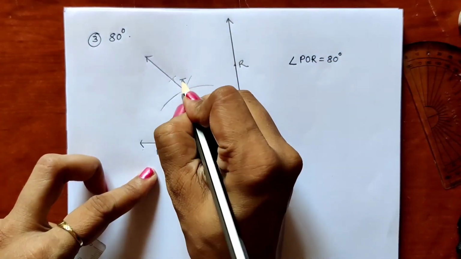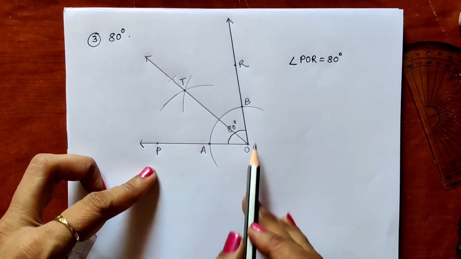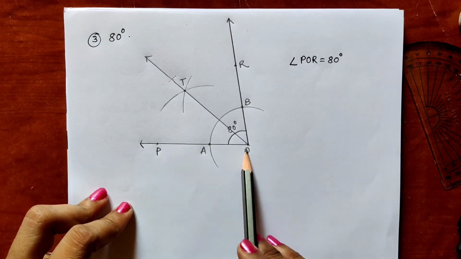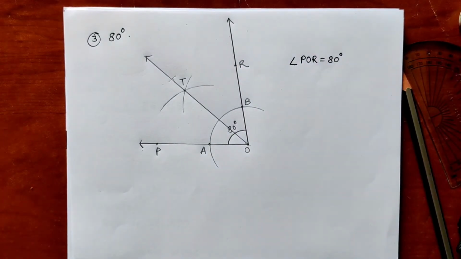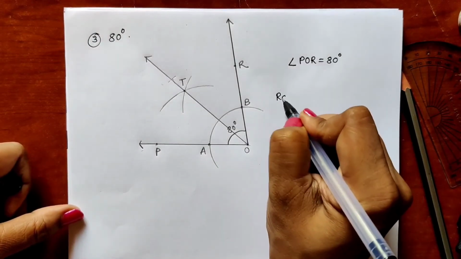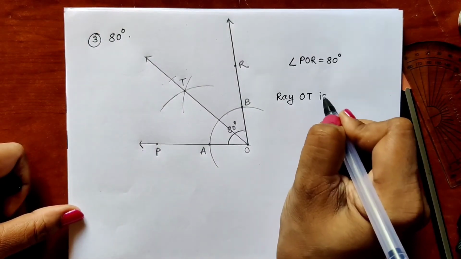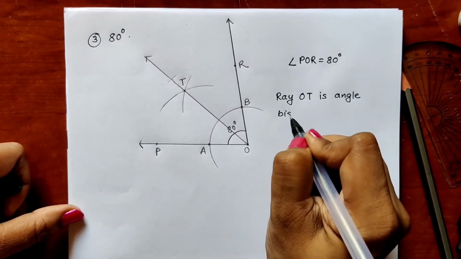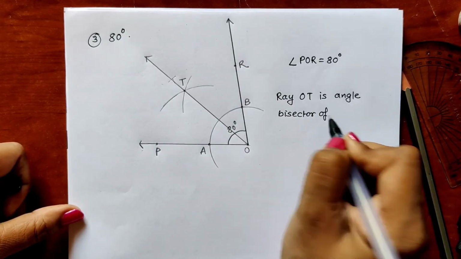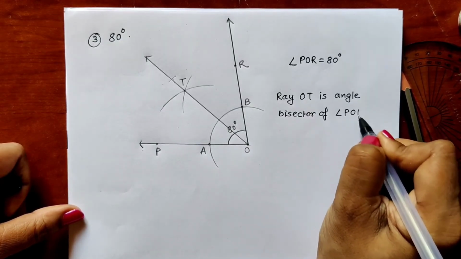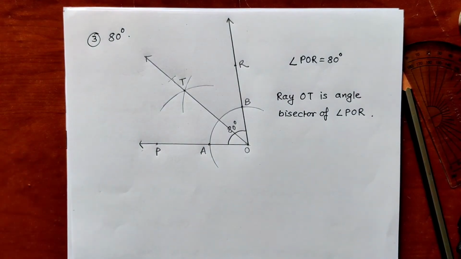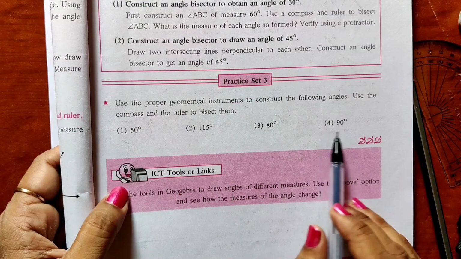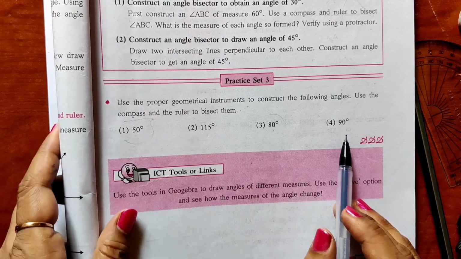This is point T. I write here the name. So ray OT is the angle bisector of angle POR. I will be writing here: ray OT is angle bisector of angle POR. Now let us go on to the last sum. In the last sum we will have to draw an angle of 90 degrees and then we will draw its bisector.